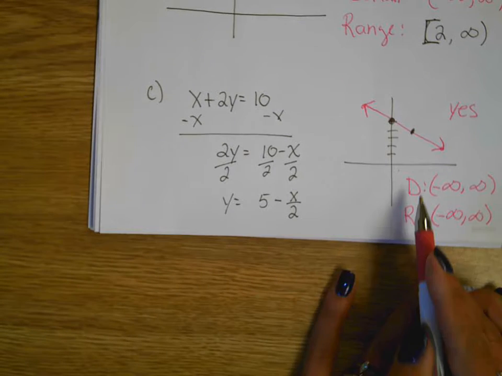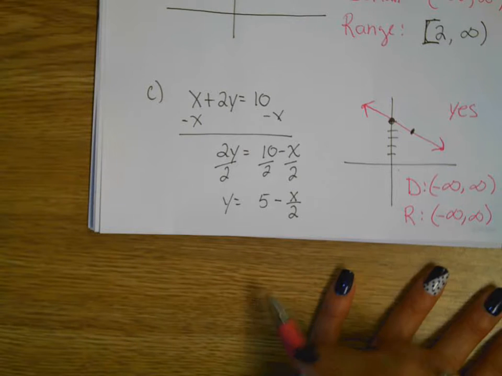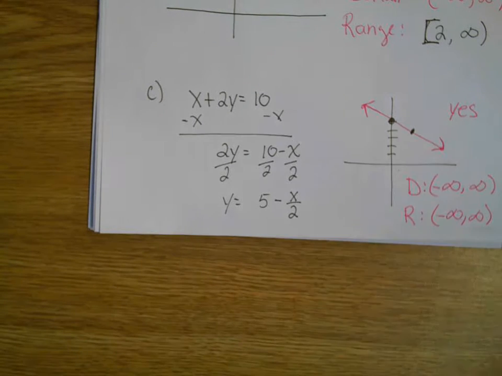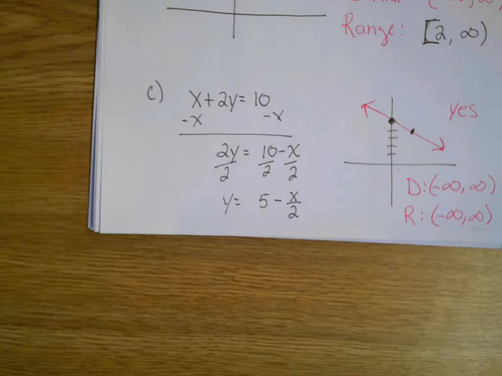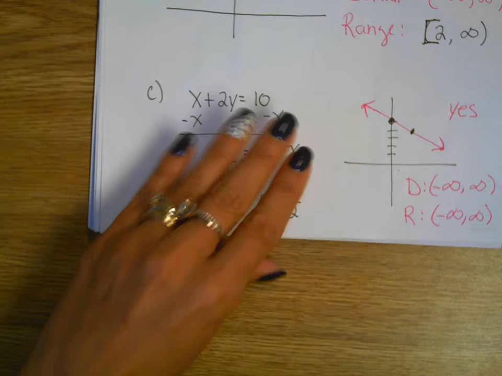Linear functions always have domain and range of negative infinity to infinity. Never going to be different because they go forever. Doesn't matter. Oh, so horizontal, not quite. Range is only one number. It's got to be at an angle.